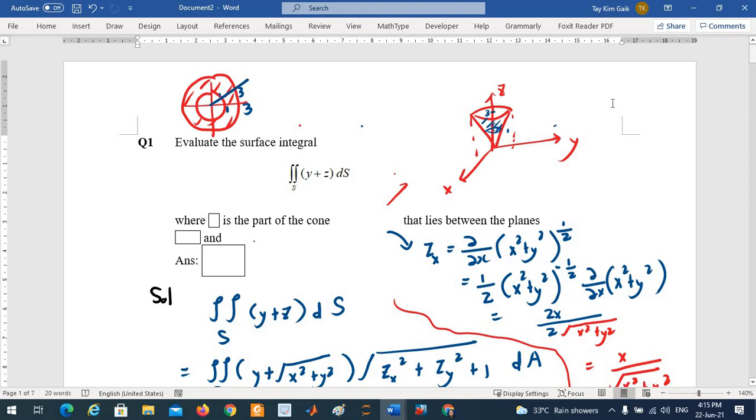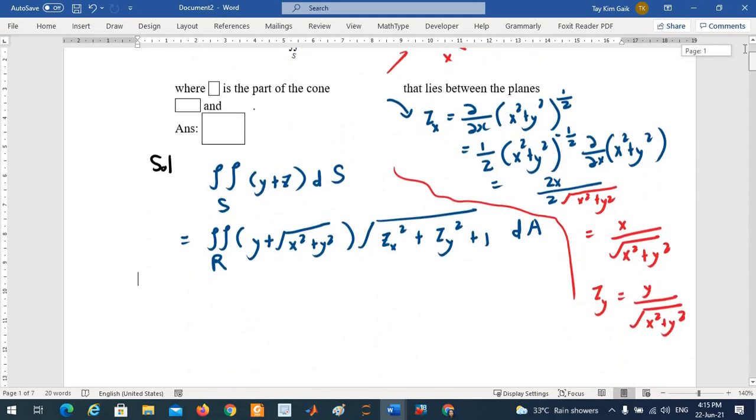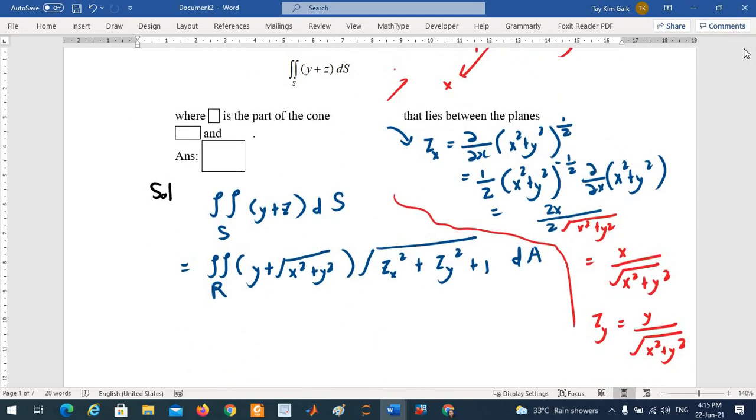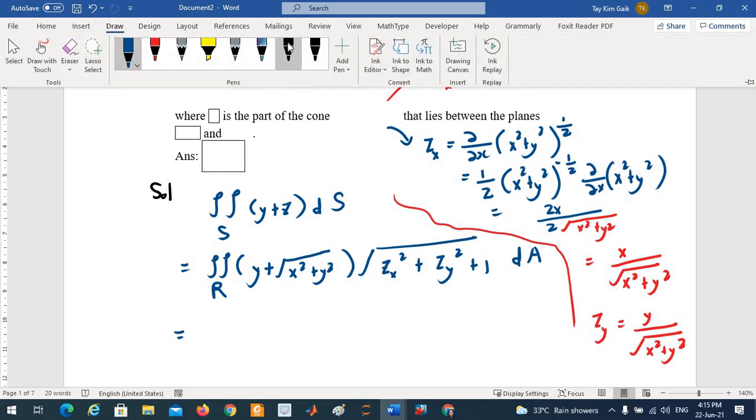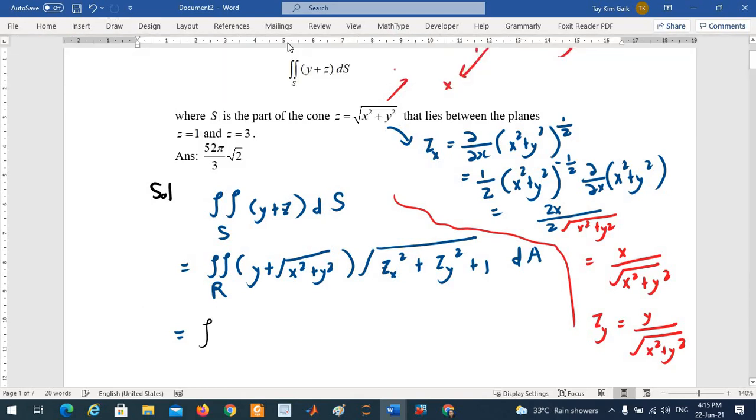Once you change it, this surface integral of the scalar field, dS, you change it to the square root of zx squared plus zy squared plus 1 dA over region R. Region R is a circular region where you apply polar coordinates, and r is from 1 to 3. It involves all four quadrants, that's why theta is from 0 to 2 pi.